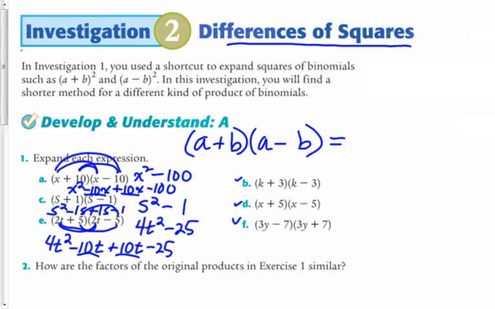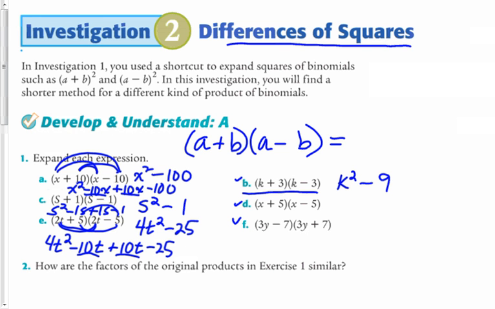So let's just guess on this one what the answer is going to be. Since it's set up the same way, I'm thinking the first term is going to be k squared. And the middle term is not going to be there. It's not going to be a trinomial because you're going to have 1 positive and 1 negative. And the last term is going to be minus 9.